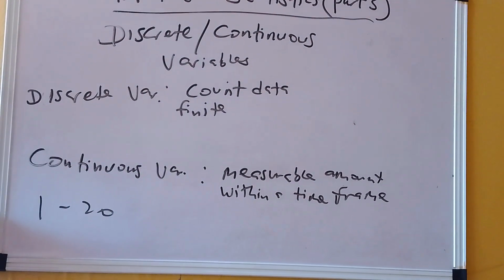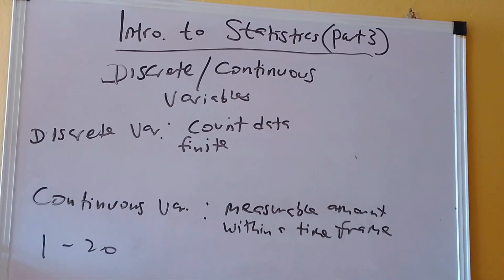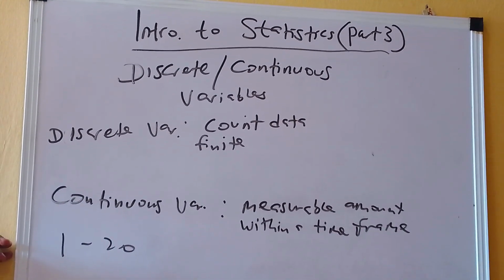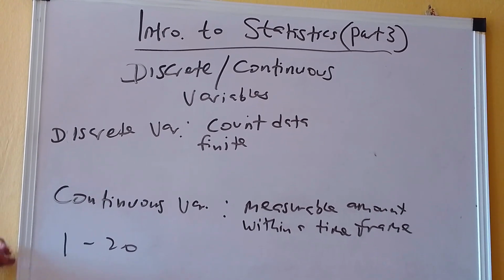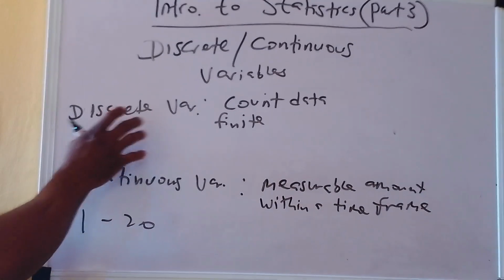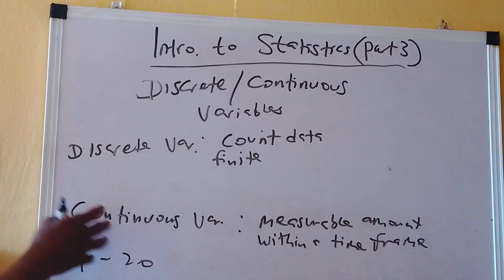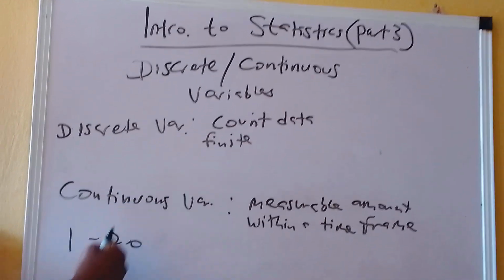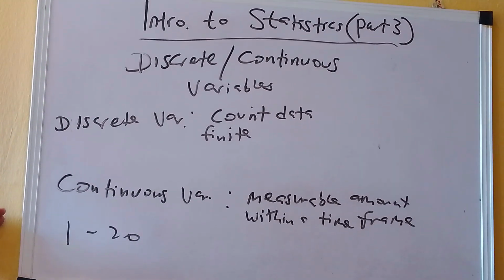Just like also the weight, the height, and so on. It keeps increasing with time, within a particular time frame. So that's what we mean by discrete and continuous. For discrete, you can count the number in the data set. For continuous, it's just increasing, measurable within a particular time frame.